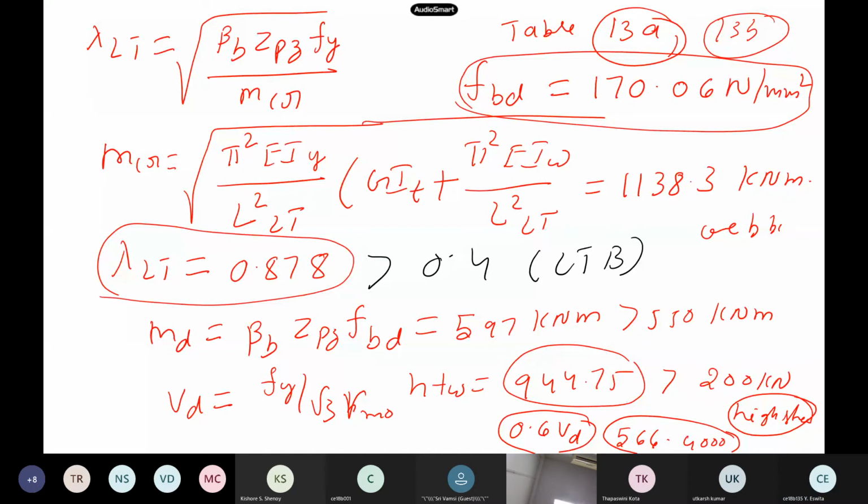So generally, if you are a good designer, people check web buckling also. Anyway, web will not buckle, but still people check for LTB. Suppose if it is a laterally supported beam, then this may not be required also. Okay, so you find out. The other steps are all straightforward, which you can easily calculate yourself.